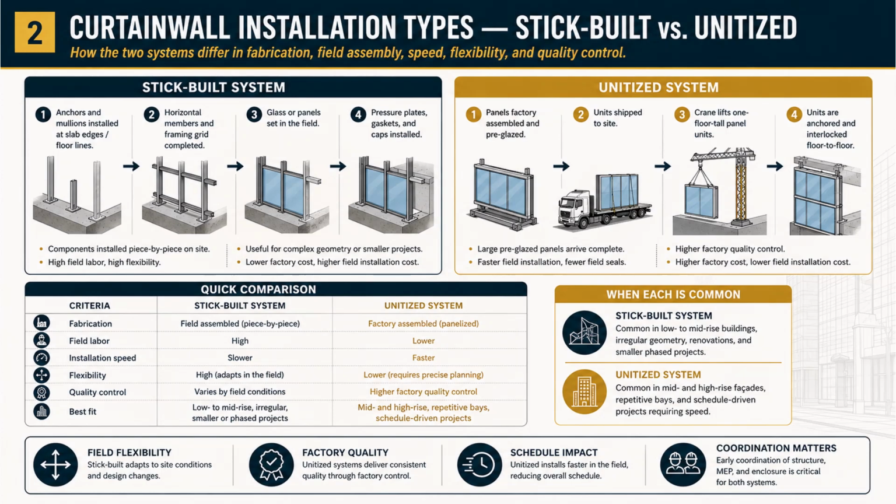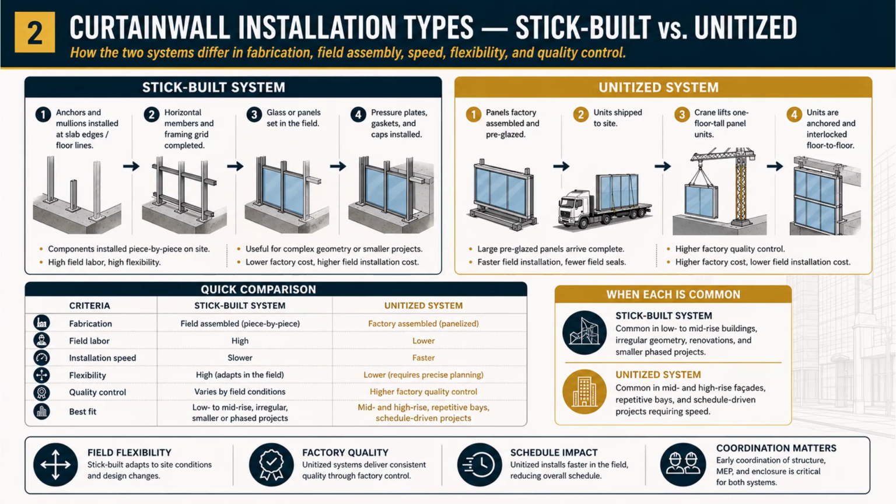The comparison table sums up the trade-offs. Stick-built is field-assembled, high field labor, slower, but highly flexible and adaptable in the field, with quality that varies by field conditions, best for low to mid-rise, irregular, smaller, or phased projects. Unitized is factory-assembled, lower field labor, faster, less flexible because it requires precise planning, but higher and more consistent factory quality, best for mid and high-rise, repetitive bays, and schedule-driven projects.